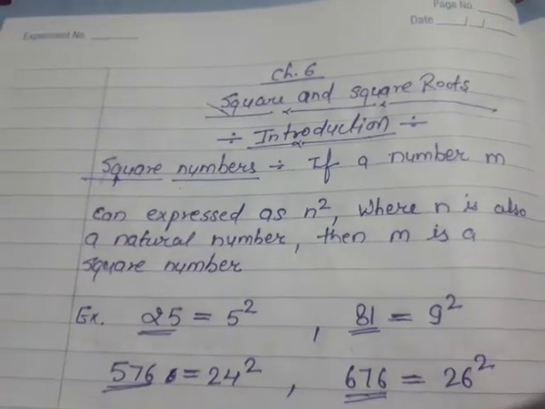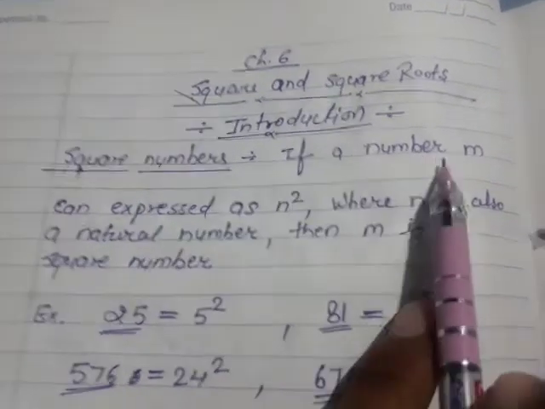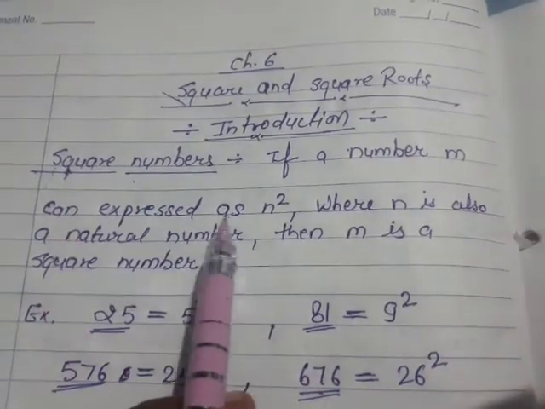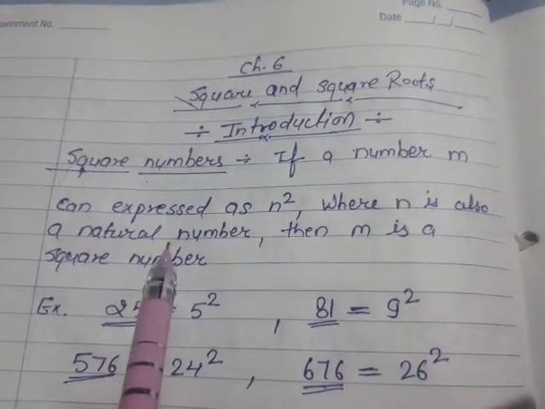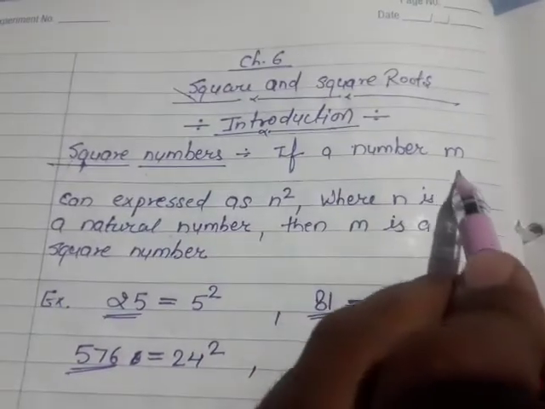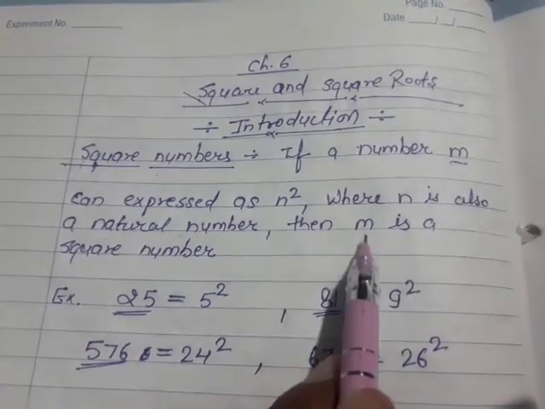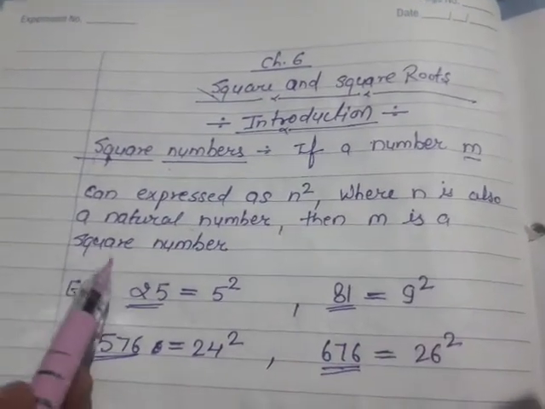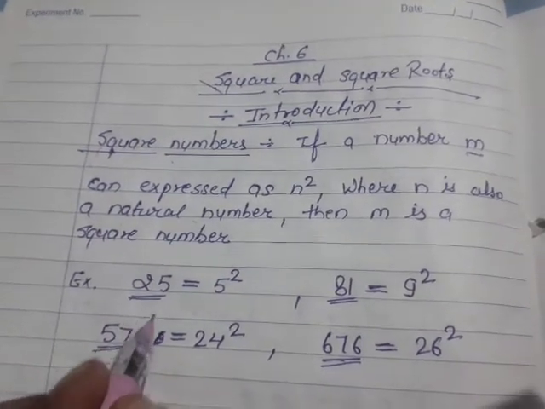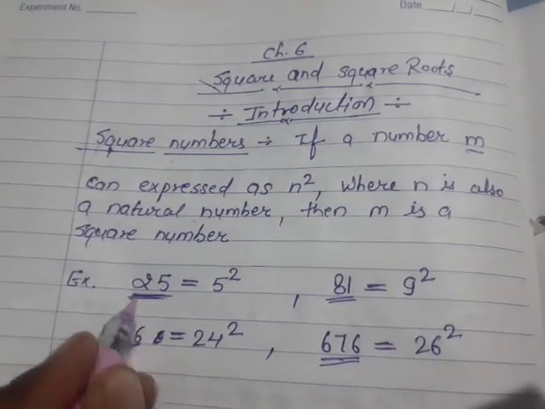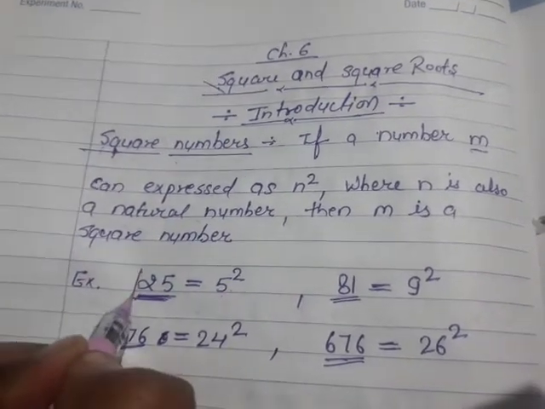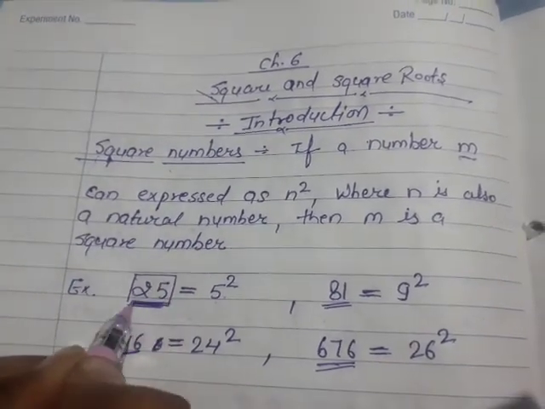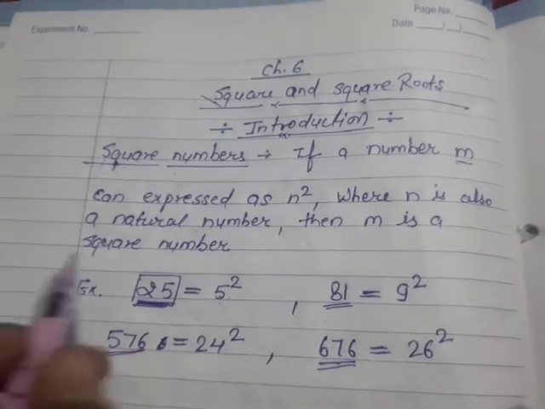If a number m can be expressed as n square, where n is also a natural number, then the number m is a square number. For example, 25. We can write 25 as 5 square. 5 square is 25, so we can say that 25 is a square number. It is the square of 5.